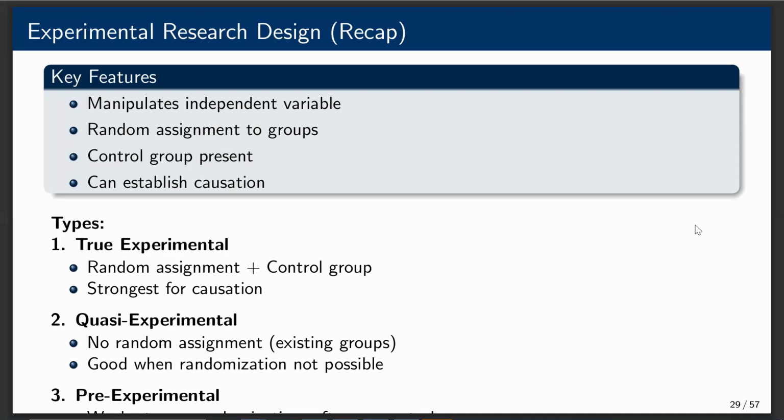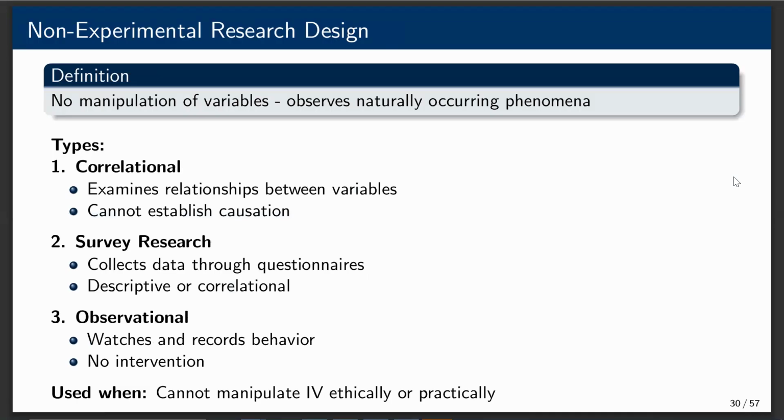And then pre-experimental research design is also there. I think we have already discussed at length when we have discussed the experimental research design. Then non-experimental research design, right? What is the non-experimental research design? It means no manipulation of variables. It means observing, or when you observe naturally occurring phenomena.